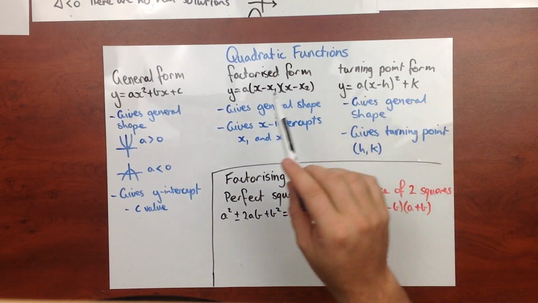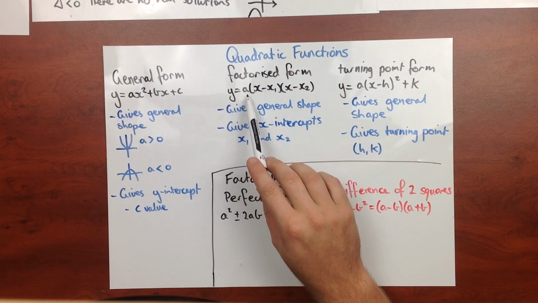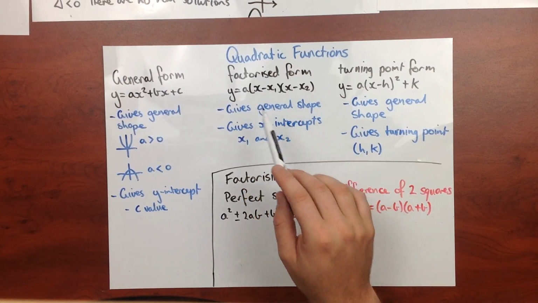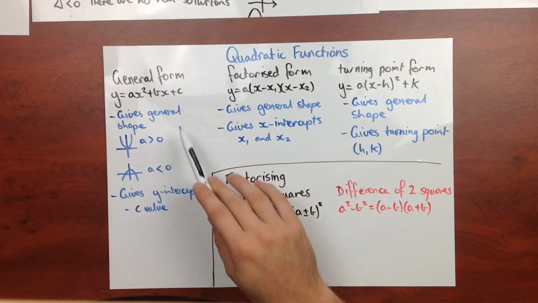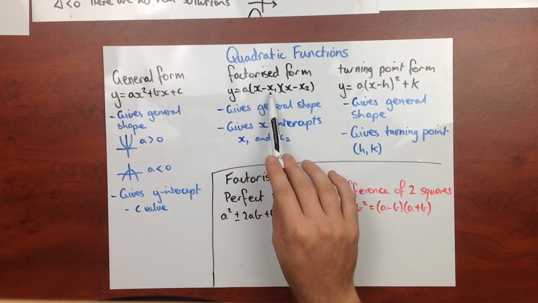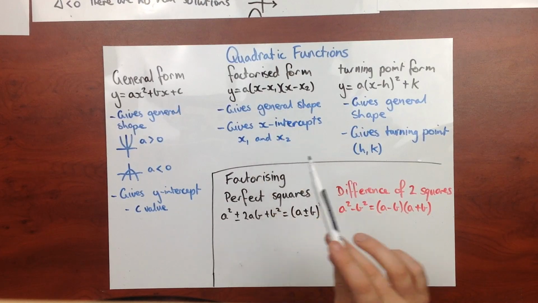We also have our factorised form, which is y equals a outside of x take x1 times x take x2. So it gives the general shape of our equation again. Based off here, this a value will do the same thing, and it also gives our x-intercepts in x1 and x2. So that's why that one's a good one.